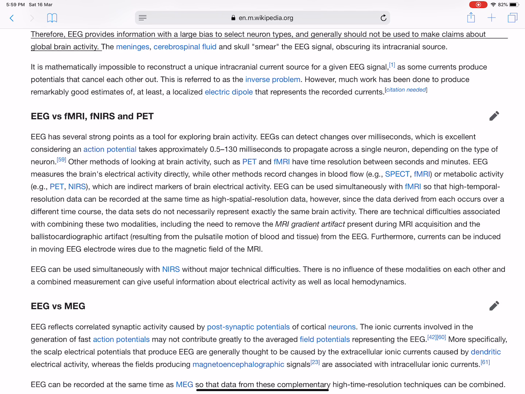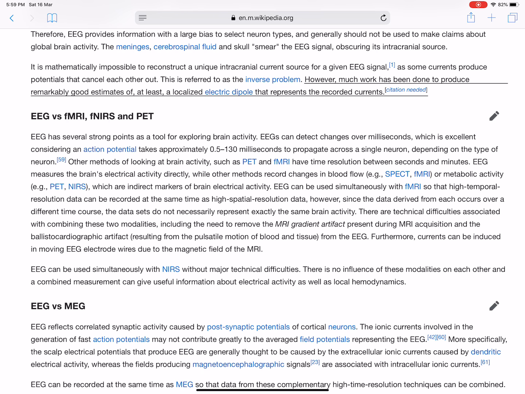The meninges, cerebrospinal fluid and skull smear the EEG signal, obscuring its intracranial source. It is mathematically impossible to reconstruct a unique intracranial current source for a given EEG signal, as some currents produce potentials that cancel each other out. This is referred to as the inverse problem. However, much work has been done to produce remarkably good estimates of, at least, a localized electric dipole that represents the recorded currents. Citation needed.